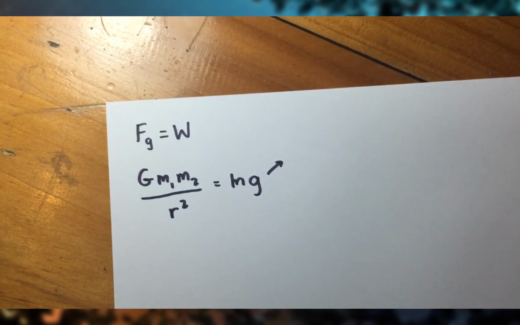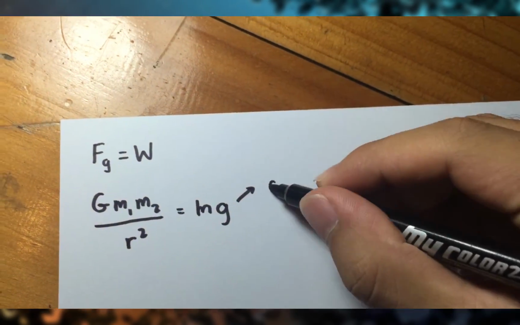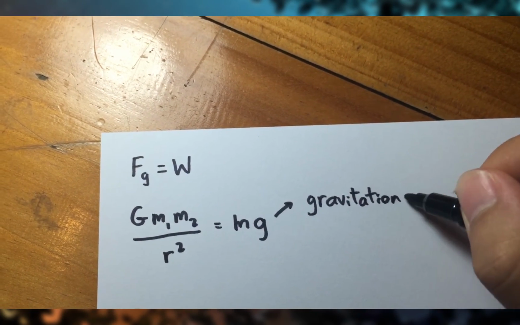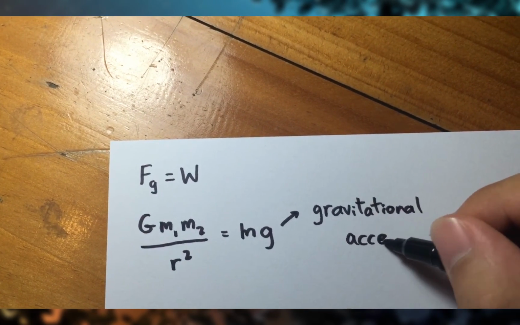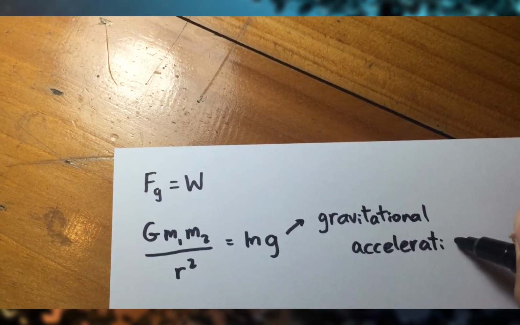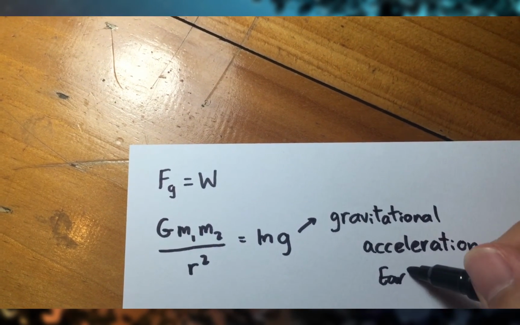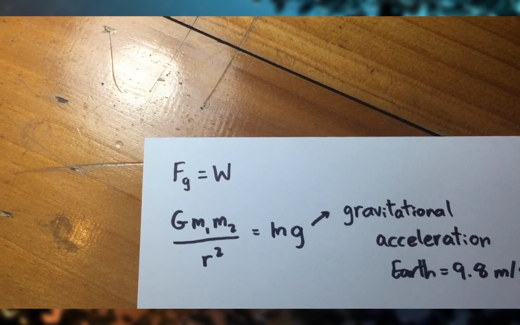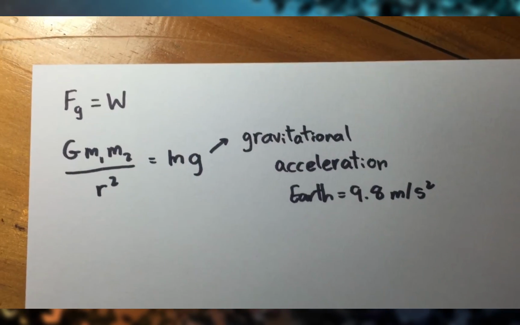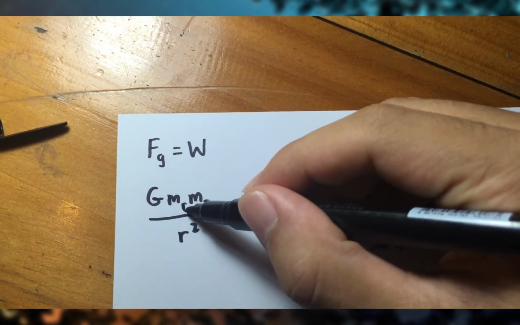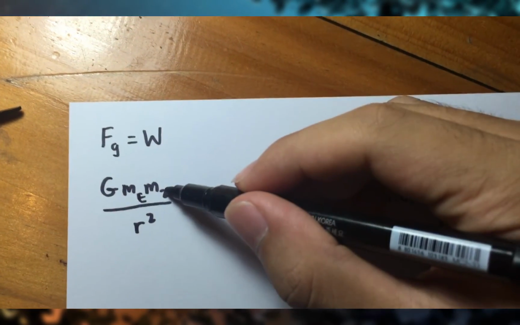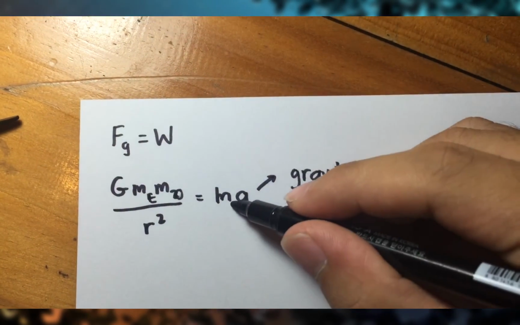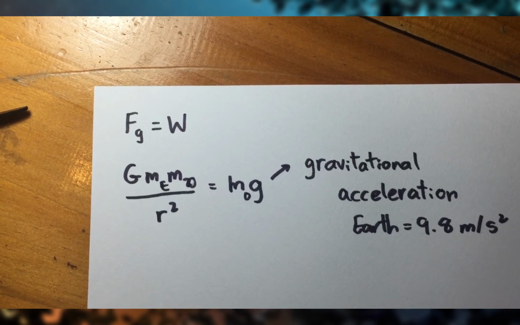Well, g is gravitational acceleration, which on Earth is equal to 9.8 meters per second squared. Now let's assume that m1 equals the mass of the Earth and m2 is equal to the mass of the object. So the weight must be the mass of the object times the gravitational acceleration.